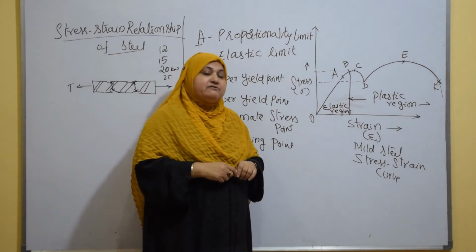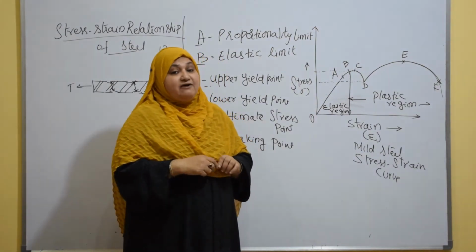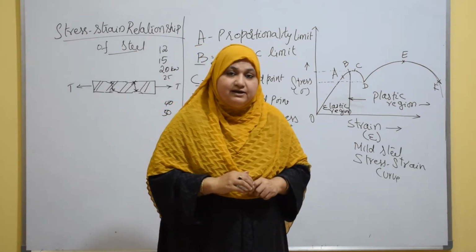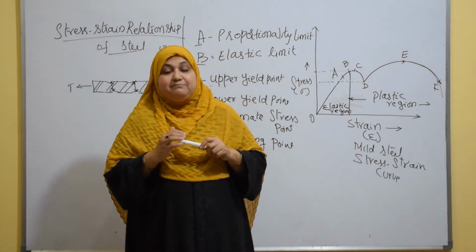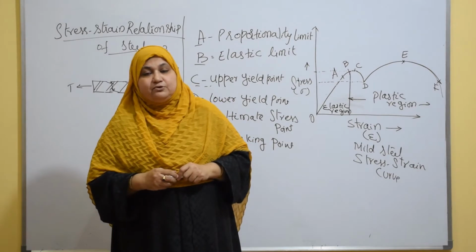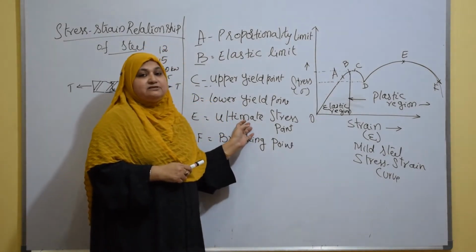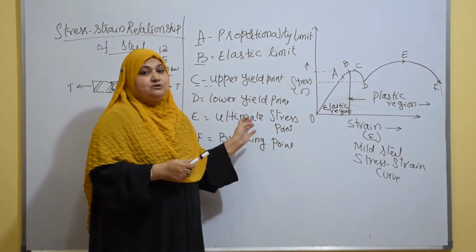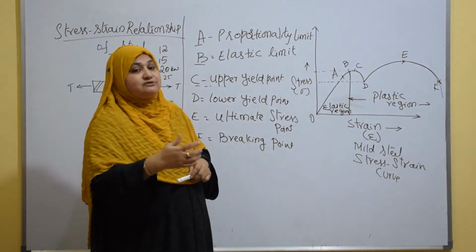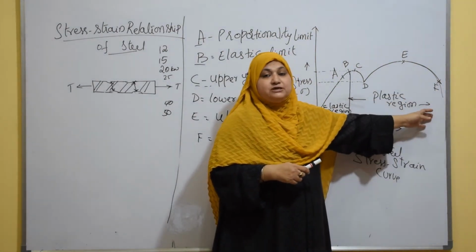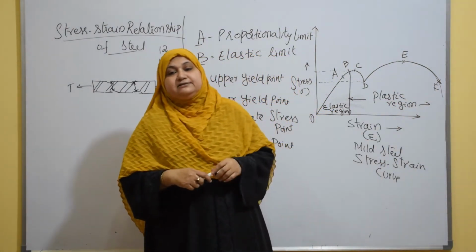Means the material will not fail. Even after yielding starts, if you further increase the load, the material will not fail. The material will remain in its deformed shape. Okay, so E is called the ultimate stress point. Then beyond the ultimate stress point, if you increase the load, a point will come where the curve starts falling. In this falling portion, you get a point F, that is the breaking point.